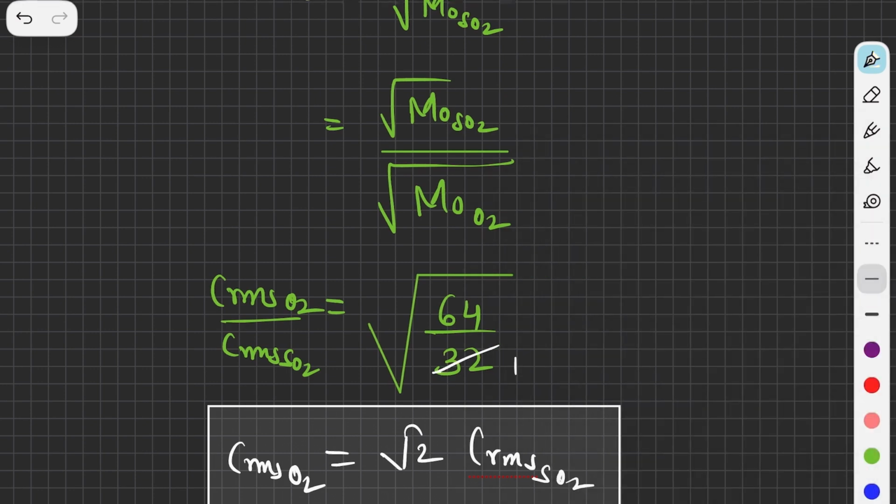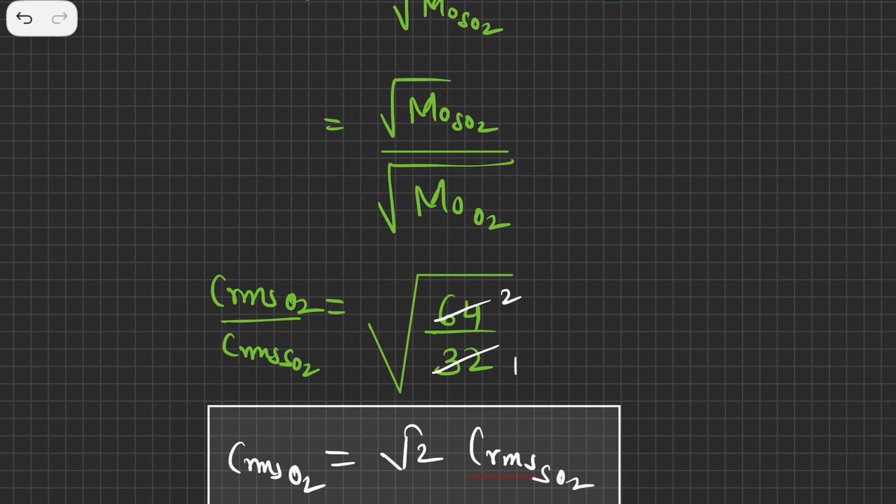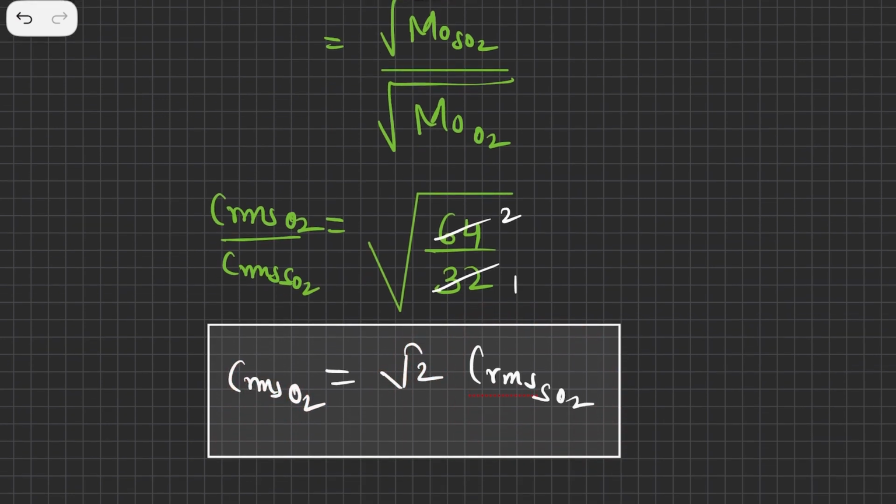Okay, so 32 ones are, 32 twos are, so I get root 2. And then lastly I'll just take this on the other side, so I'll get C_RMS of SO2 on the other side. So C_RMS of SO2 on the other side, what remains is root 2. So C_RMS of O2, that is the oxygen molecules' RMS velocity, is root 2 times C_RMS of SO2. That's what we are supposed to prove.